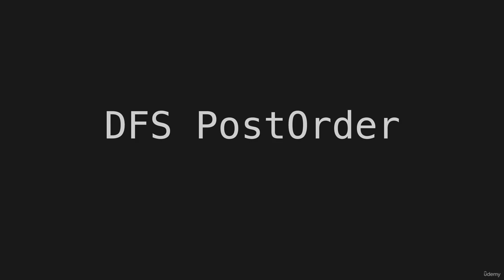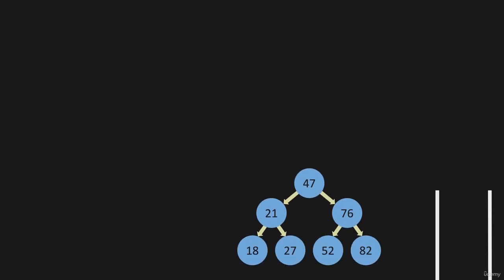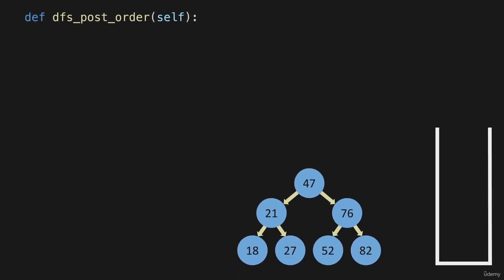So now let's write our code for depth first search post order. We'll bring up our tree here and our call stack, and then we'll start writing our method by saying DFS PostOrder, and then we'll create our list results that we're going to return at the end of this, and I'll bring that up from the bottom here.